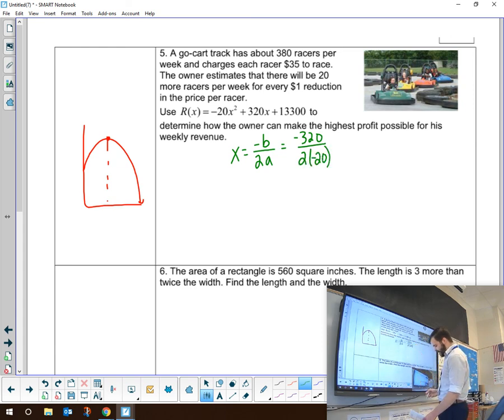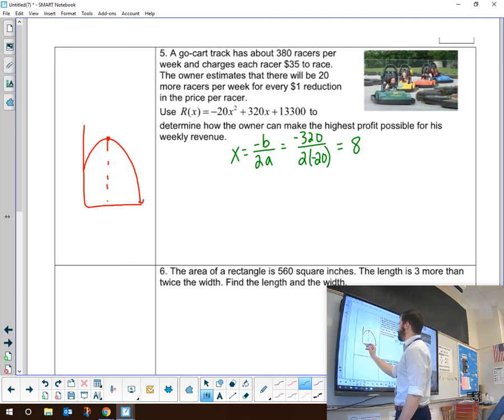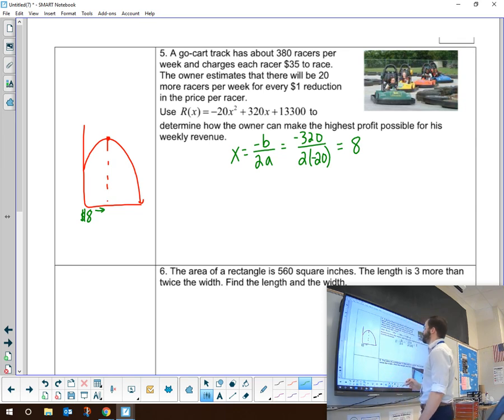Okay, so 2 times negative 20 is going to be negative 40. Negative 320 divided by negative 40 is going to be 8. Okay, so if he decreases the price by $8, he's going to increase his profit to the absolute maximum amount. Okay? So now let's find what that maximum amount is.